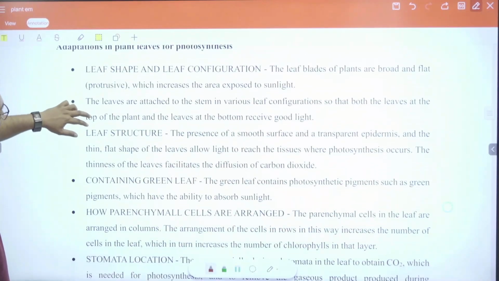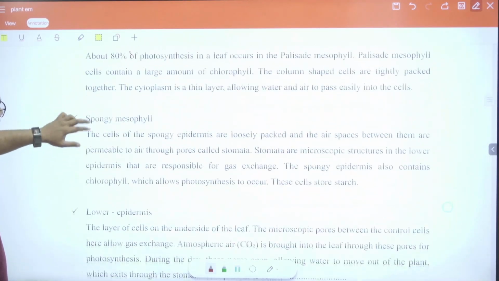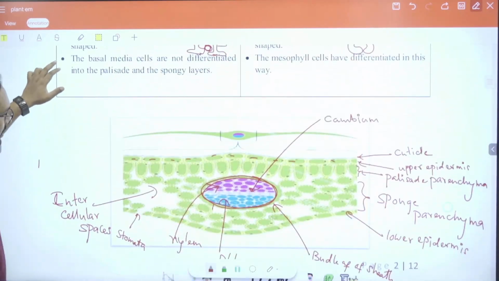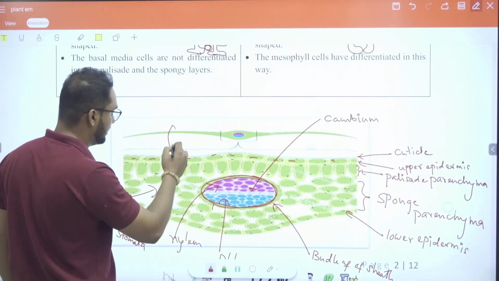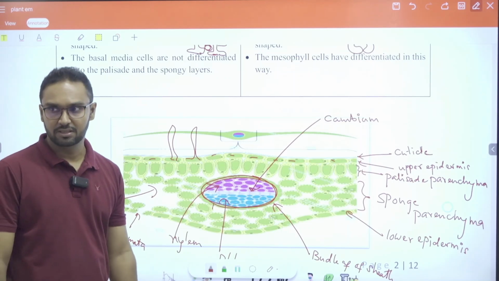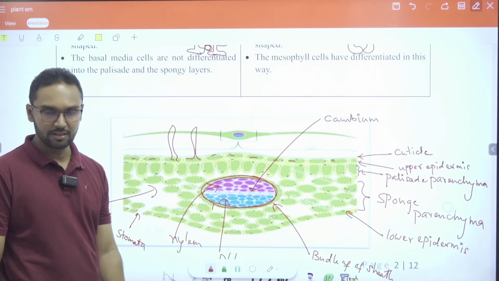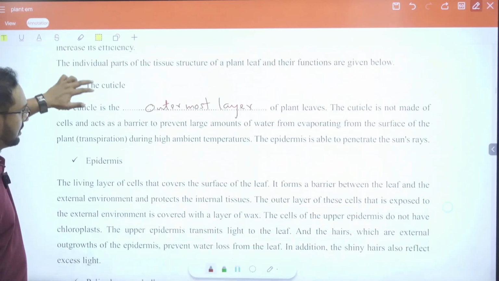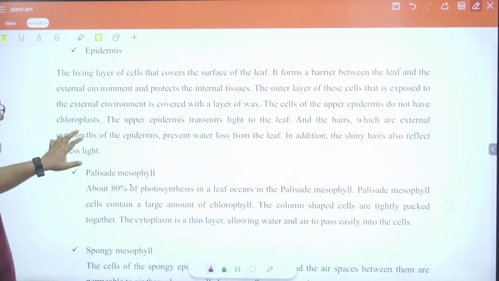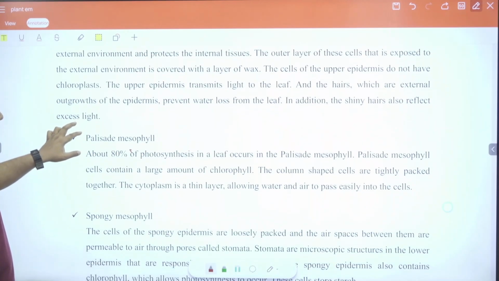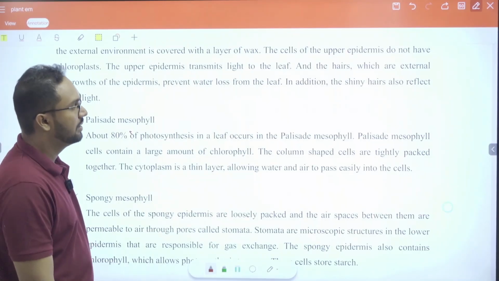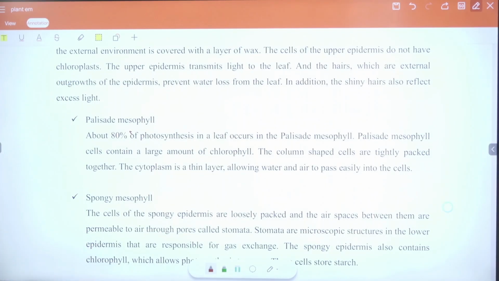Now in some cases there are hairs which are coming out of the epidermis. Sometimes there are hairs like this, and these hairs are there to prevent transpiration, which is the evaporation of water from the plant leaf, right? The hairs which are external outgrowths of the epidermis prevent water loss from the leaf. In addition, the shiny hairs also reflect excess light, right?